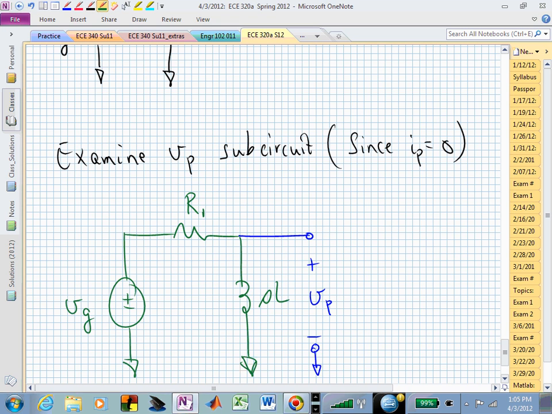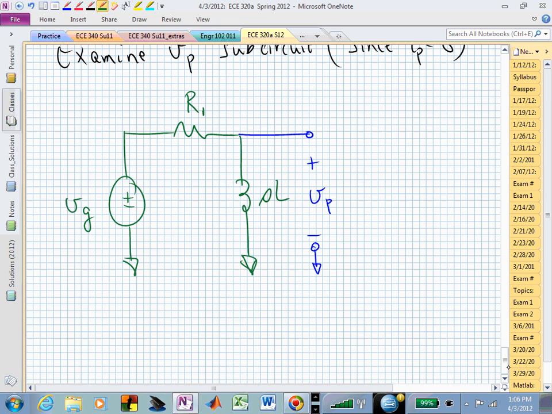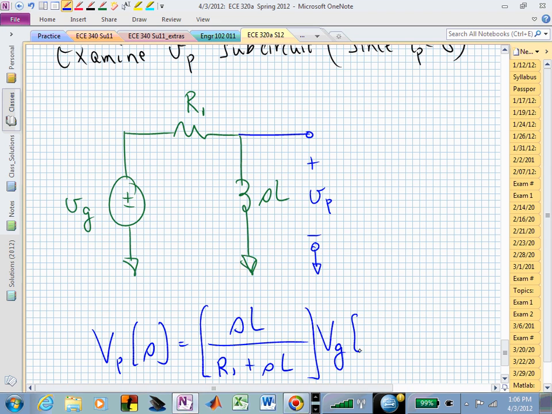Questions on that? And now we've worked this circuit to death. That's just a voltage divider again. Or if you wanted to, you could find the current and then find the product of the impedance SL times that current to find an expression for V sub P, if you feel more comfortable doing that. But from this, hopefully it's clear that V sub P of S is SL over R1 plus SL times V sub G of S.